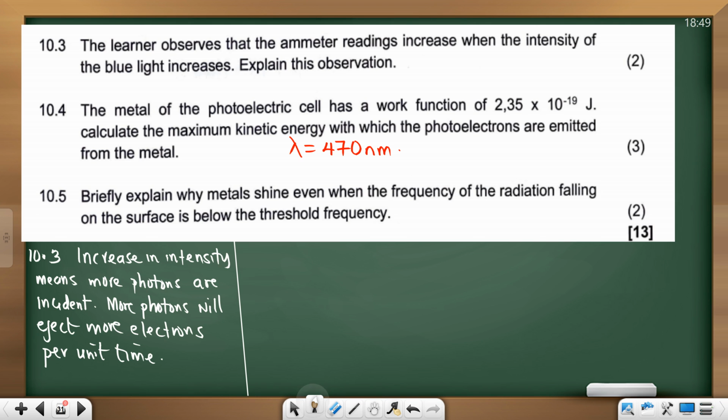What did you get for 10.4? What are we looking for? We're looking for kinetic energy. What do we know? E equals what? Work function plus kinetic energy, right? But we don't have E. But they gave us wavelength. There's a formula there: hc over wavelength equals work function plus kinetic energy. Do I know h?